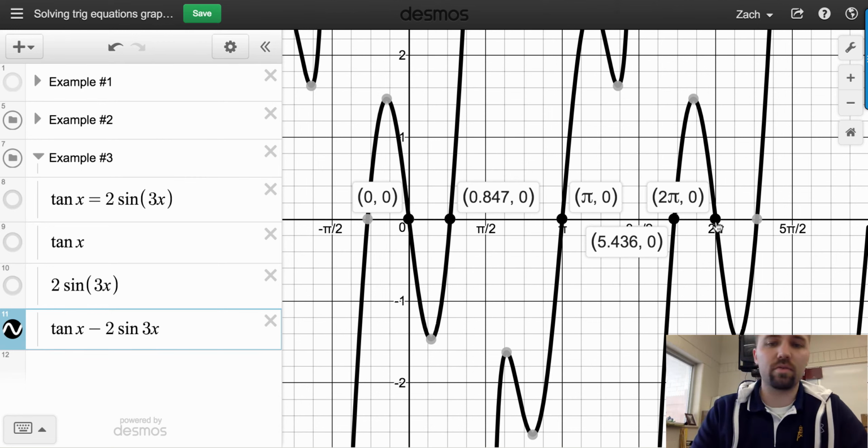So x equals 0, x equals 0.847, x equals pi, x equals 2 pi, and x equals 5.436 are the solutions. And that's how you're going to solve them graphically. Like I said, we're only looking between 0 and 2 pi, and that's it.